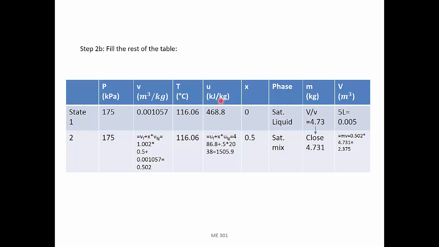We then go through the looking up the table procedure to find the rest of the missing properties. Since for both cases there are 2 intensive properties provided, it should be relatively simple to find the rest of the missing properties. One thing to note, since the system is closed, my mass is going to be the same at 4.731 kilogram. And this slide shows all of the properties found.